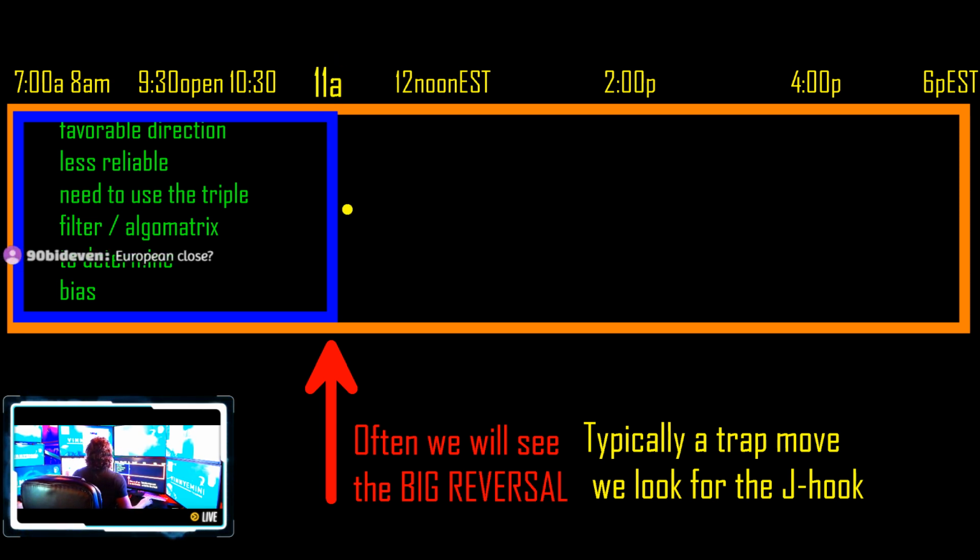Somewhere between 11 and, yes, it does. Yes, that's a good one. 90 bid even. Yes, it does coincide with the European close, which is at 11:30, right? So where I'm going with this, I don't mean exactly at 11. So let's give it a zone.